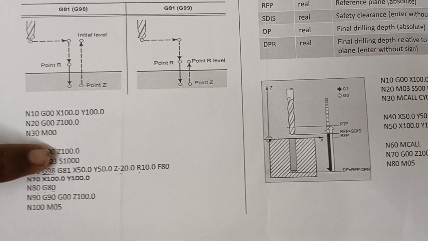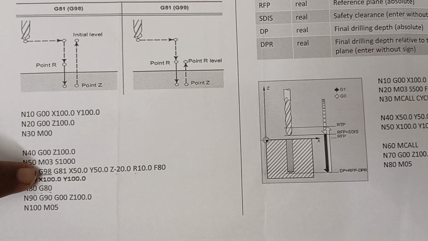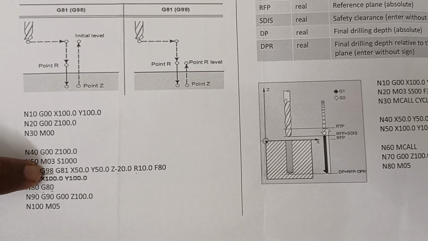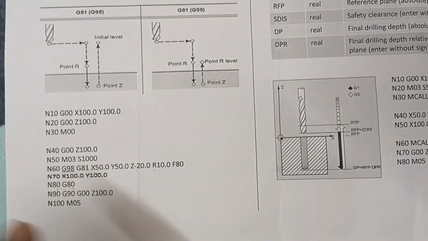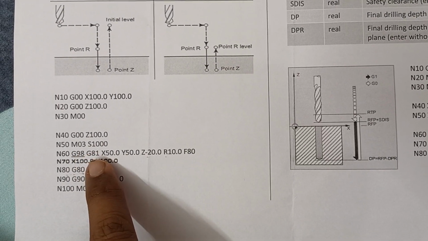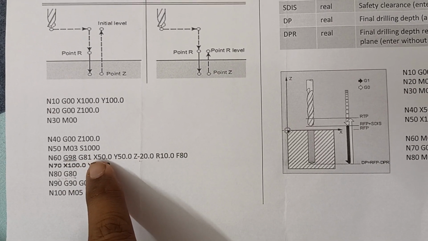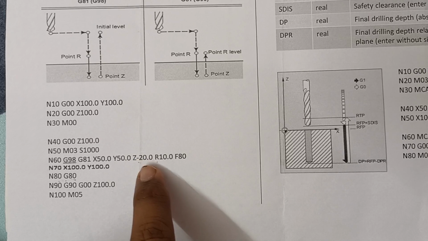G98. You can also mention G99 instead of G98, that I have already explained. G81 is a Fanuc cycle. X, Y is the hole position. Z is the drilling depth.